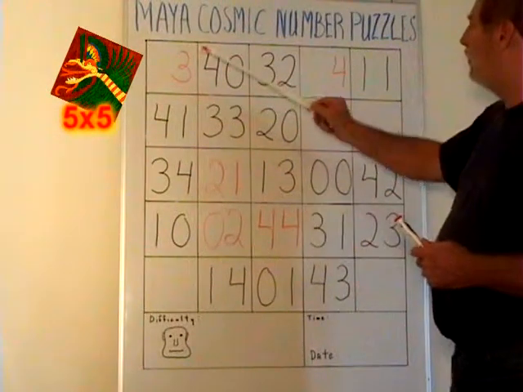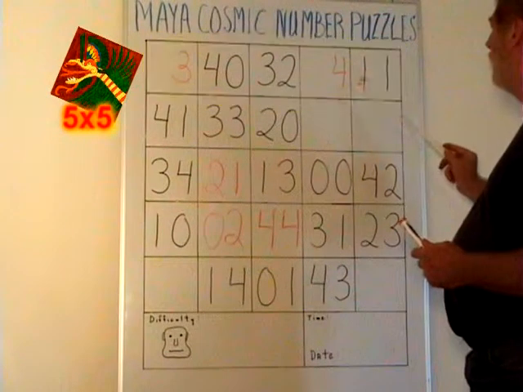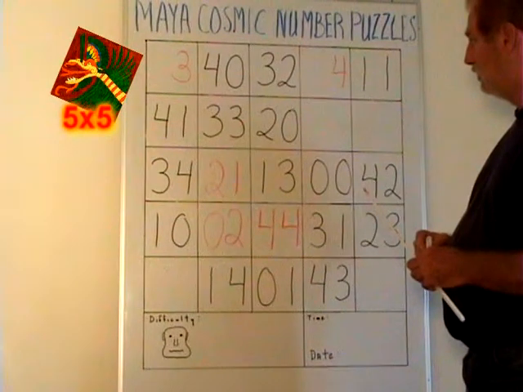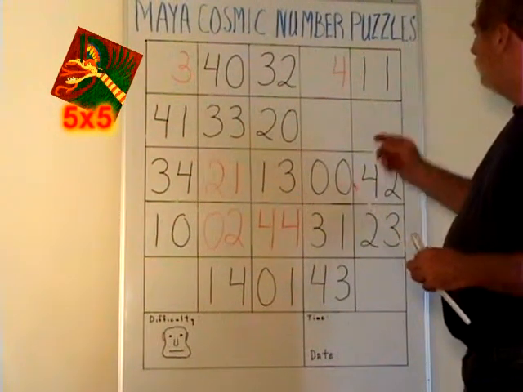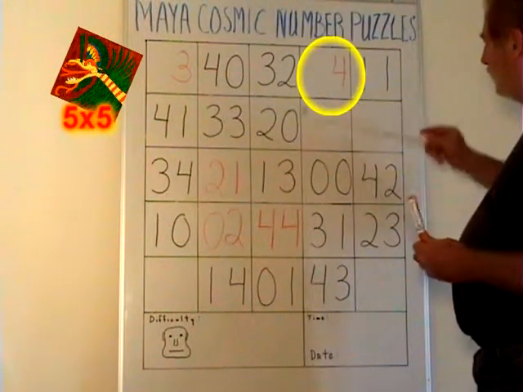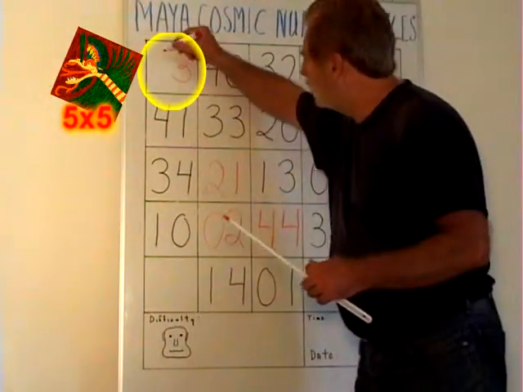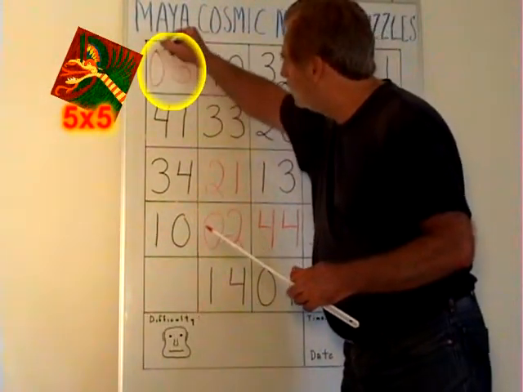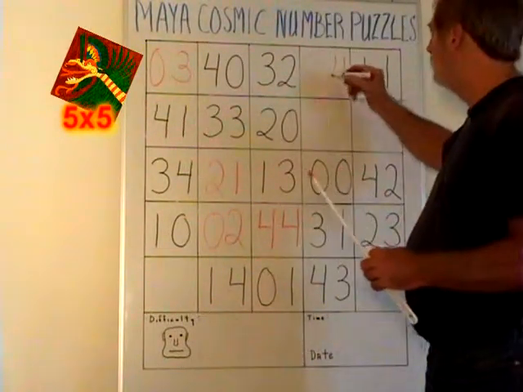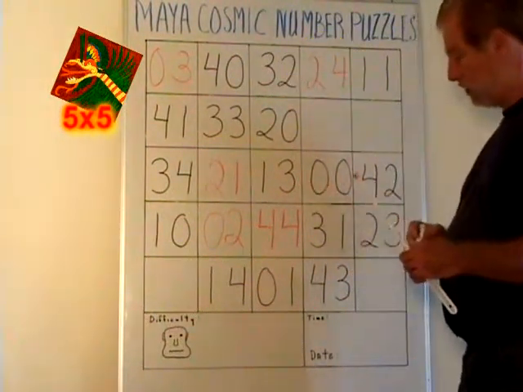Then, for the numbers on the left side, we have a 4, a 3, and a 1. So we are missing a 0 and a 2. So, in this column, we have the 0. So the 0 cannot go here. So the 0 must go in this position. If the 0 goes there, then the only number that's not present is the 2, and it must go there.